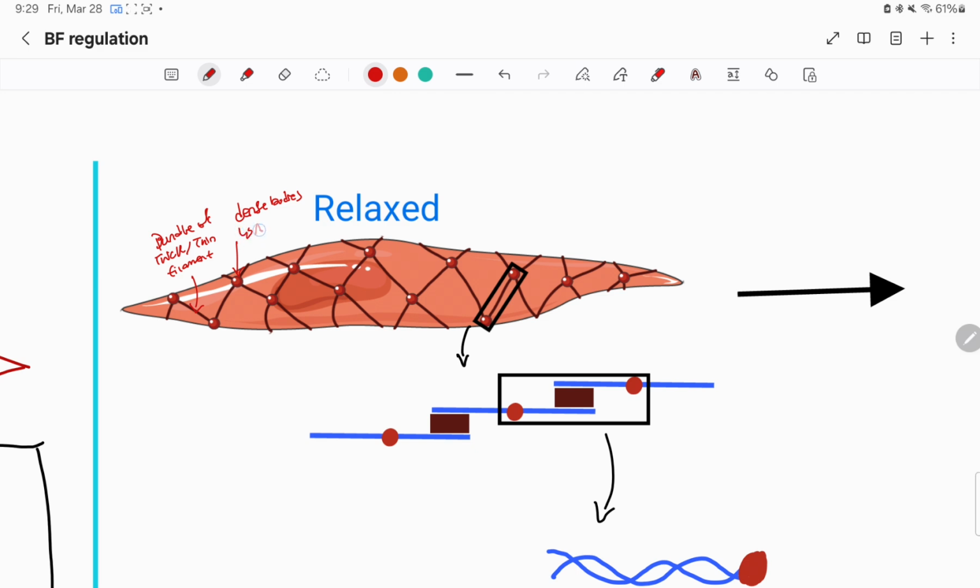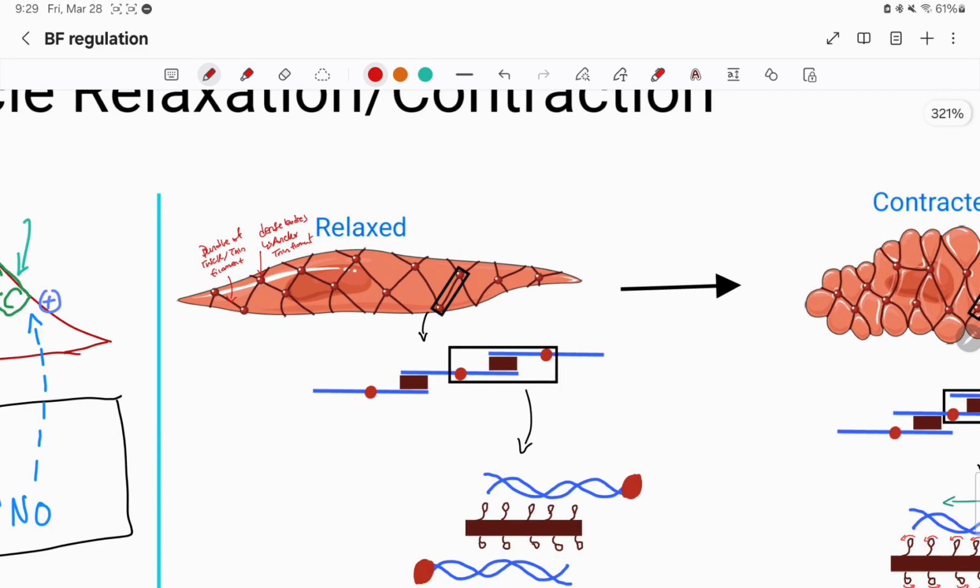And so that's exactly what these dense bodies are doing. Anchor thin filament. Now, let's take a deeper look at this real quick. So here is a smooth muscle cell that is relaxed. You can see it's pretty laid out, right? It's big in size. That's chill.